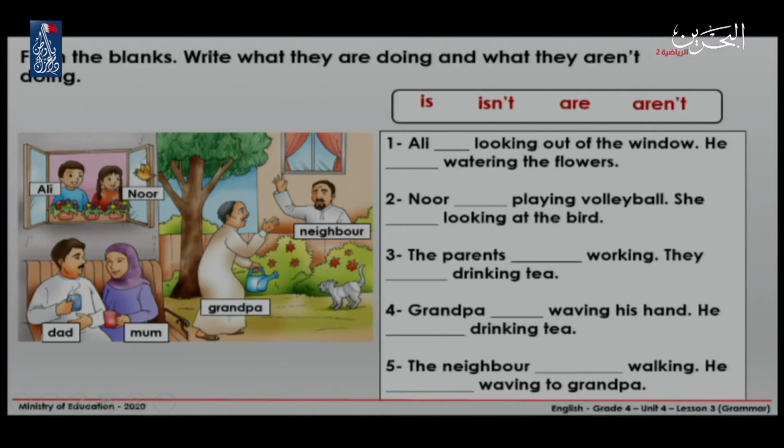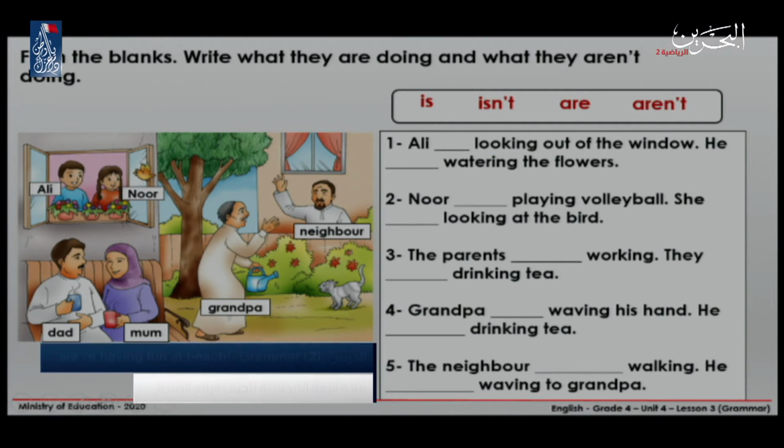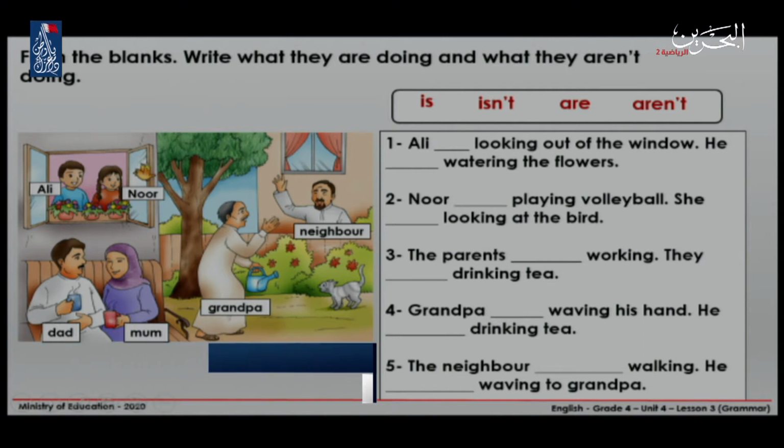Now, let's fill in the blanks. Write what they are doing and what they aren't doing. Now, let's look at the picture here. We have Ali, Noor, Dad, Mom, Grandpa, and their neighbor. Now, let's look at the verbs to be in the box. We have is, isn't or is not, are, aren't or are not. Now, you have 5 minutes to read and complete this question.